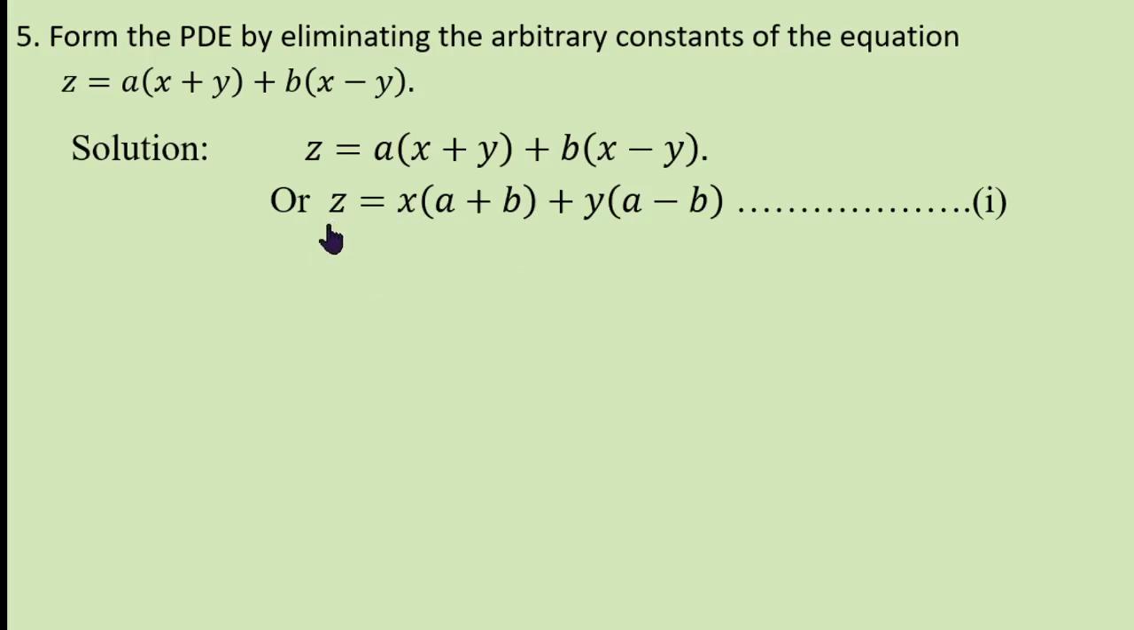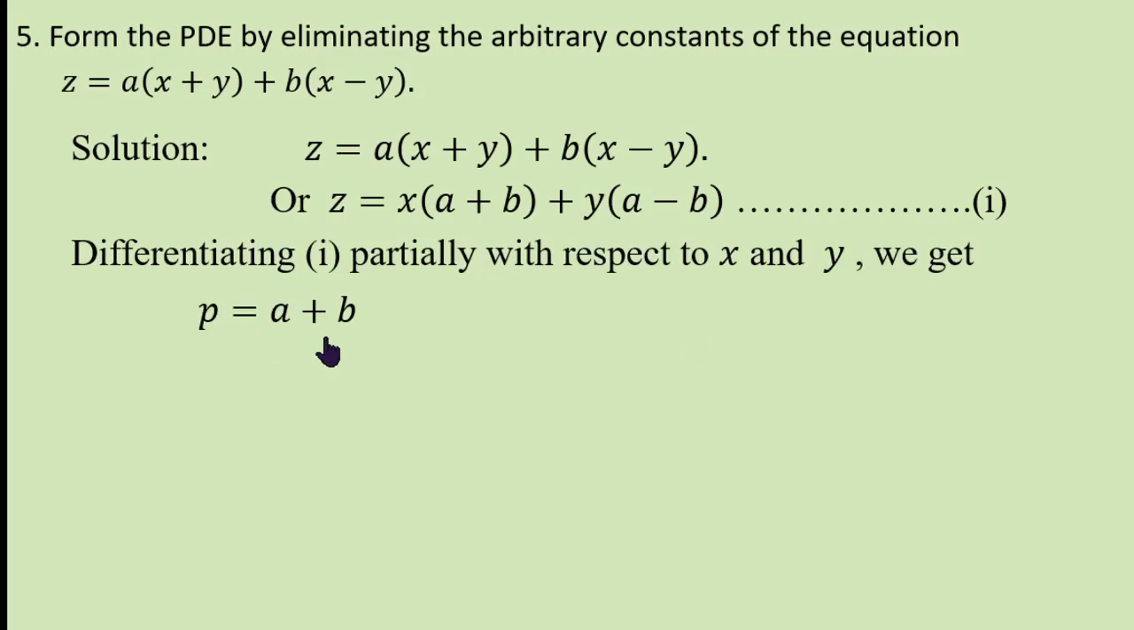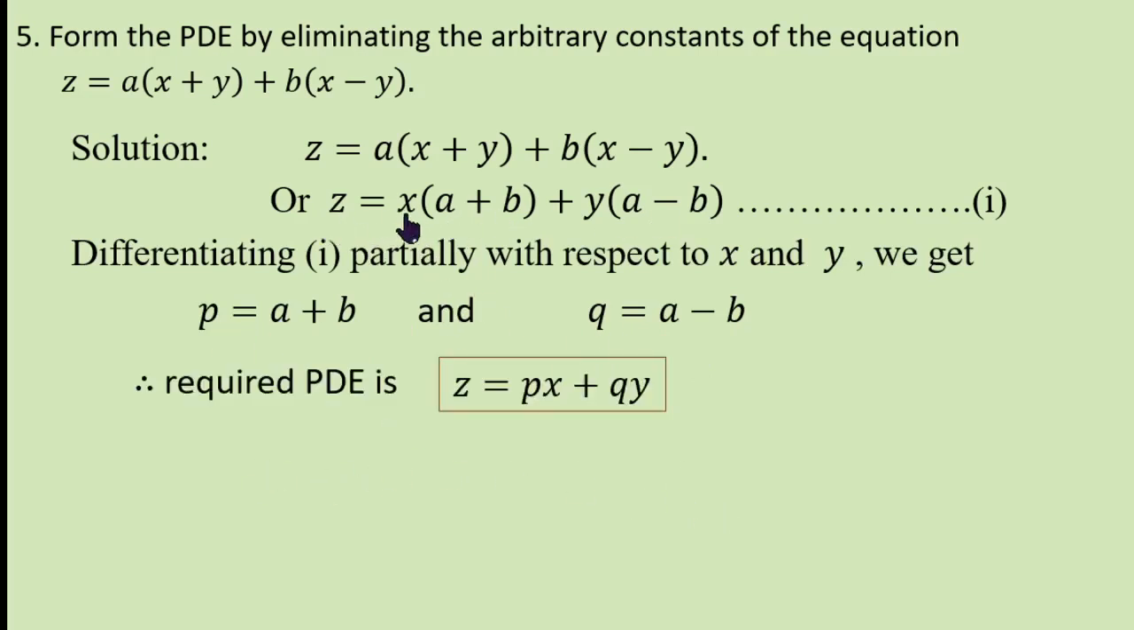Therefore, dou z by dou x, that is p equal to 1 into a plus b, and when you differentiate partially with respect to y, q equal to 1 into a minus b, and hence a plus b becomes p and a minus b is q. Now substitute this p and q here. The required PDE is z equal to x into p plus q into y, because a minus b is q, that is z equal to px plus qy. So this is the required PDE.